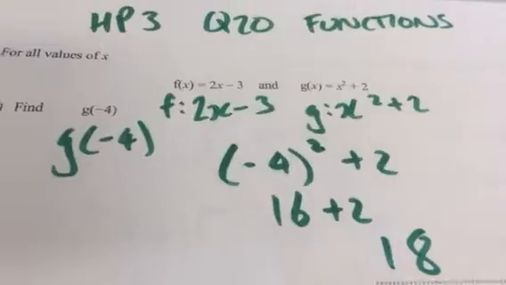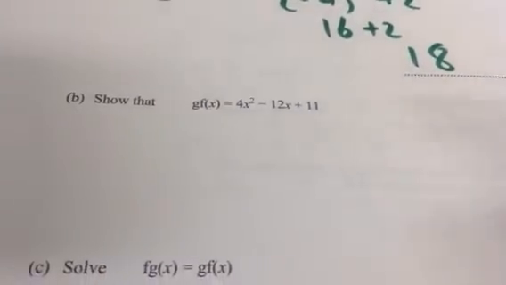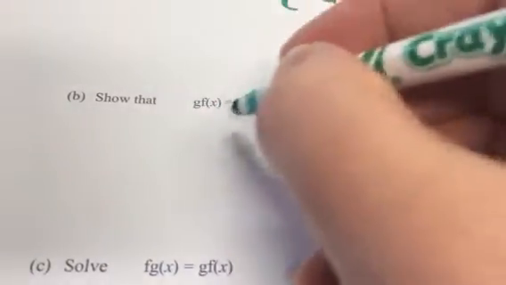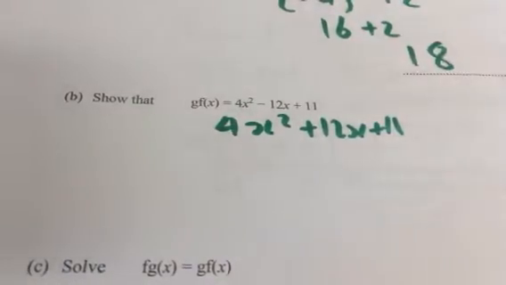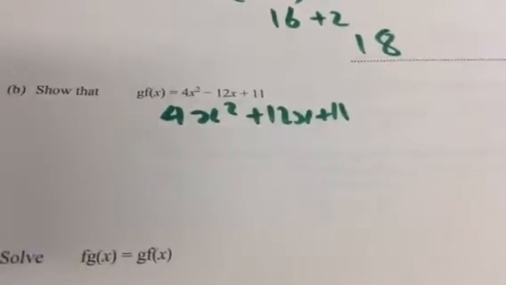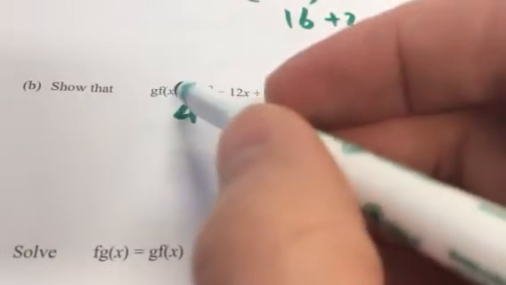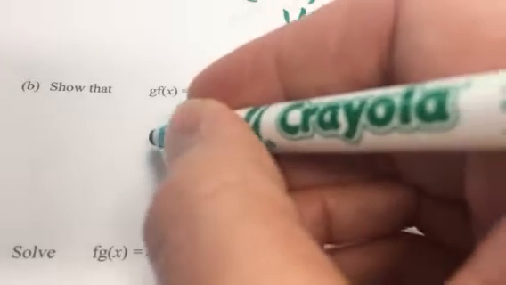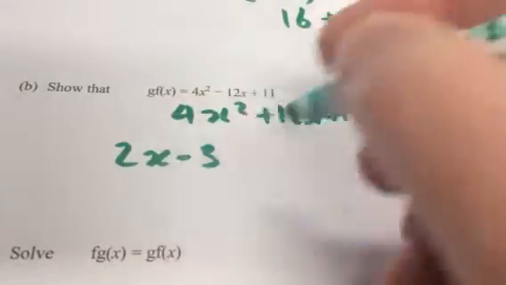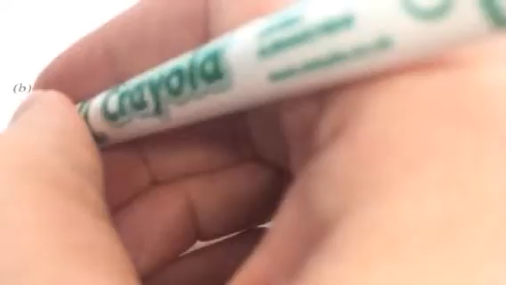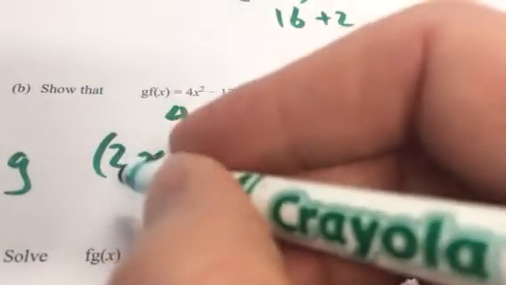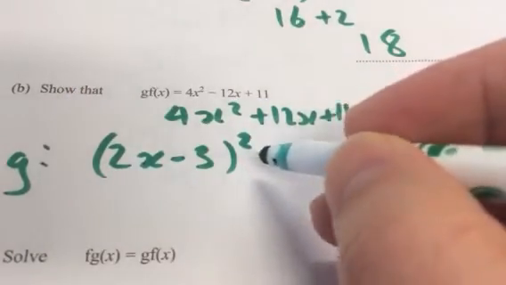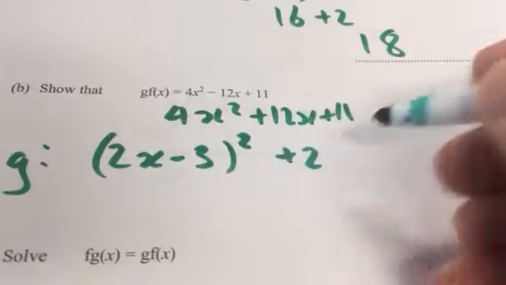For 1 mark. Then they've asked us to show that g of f of x is 4x squared plus 12x plus 11. Now I like show that because then if we get that as the answer, we know we're right. So understand that g of f of x means we take f of x, which is 2x minus 3, and we put that into g. So we don't actually do from left to right, we do from inside to out. So then g says take whatever you have, square it, and then add 2.